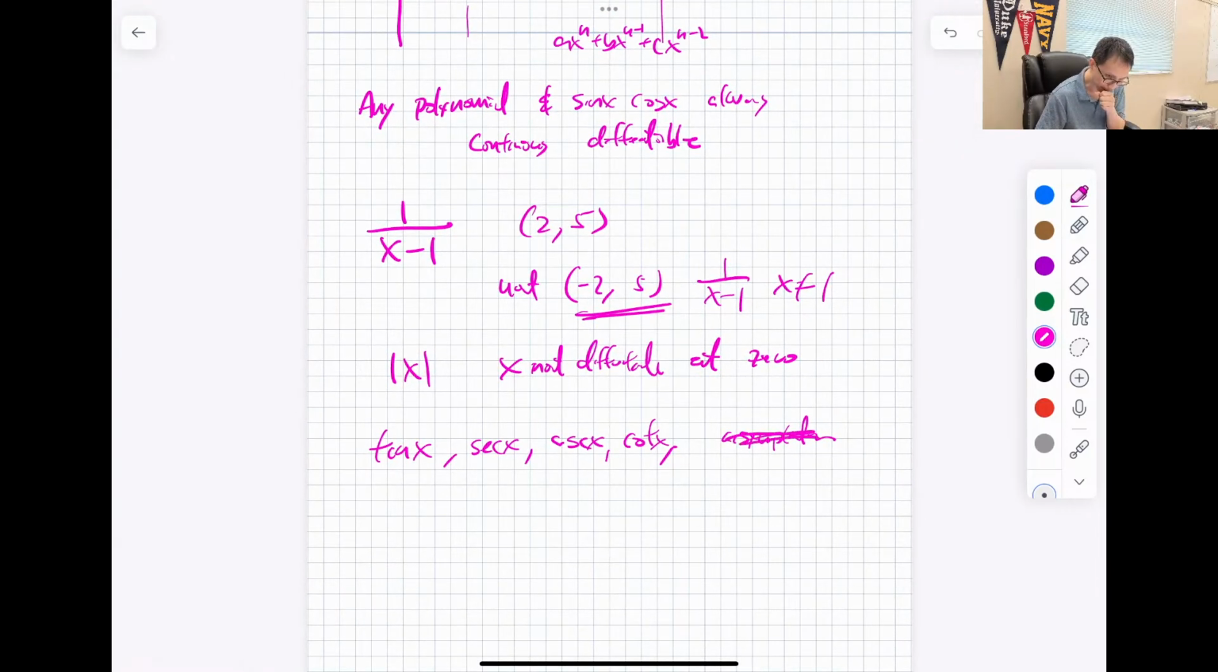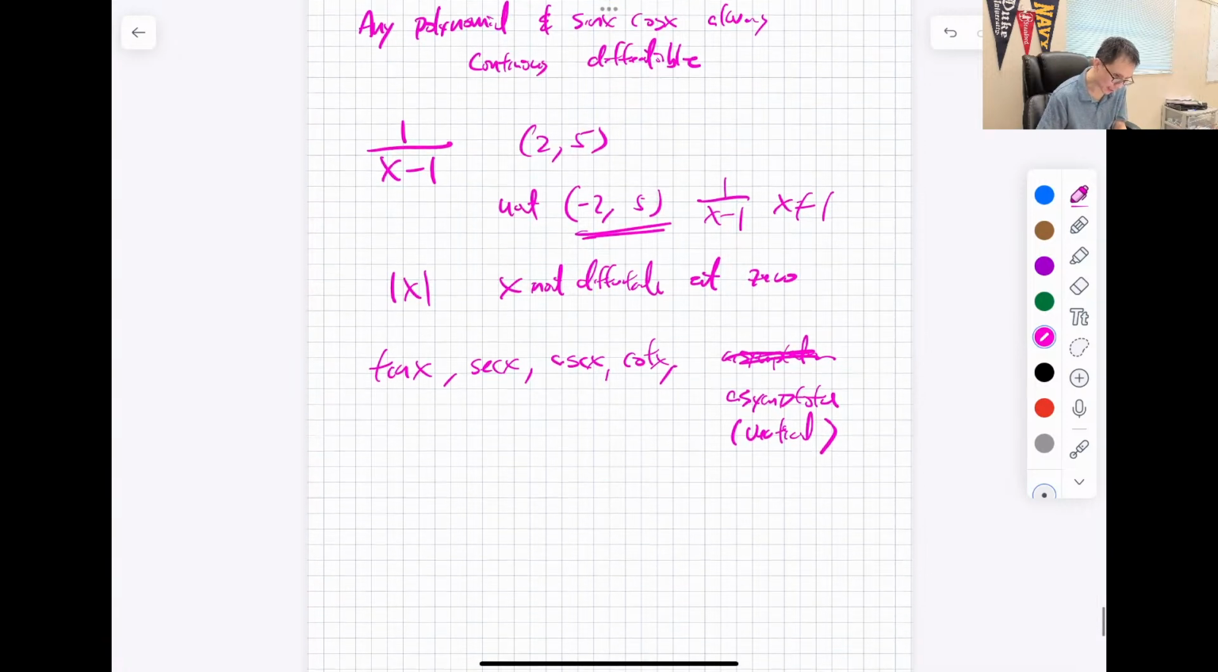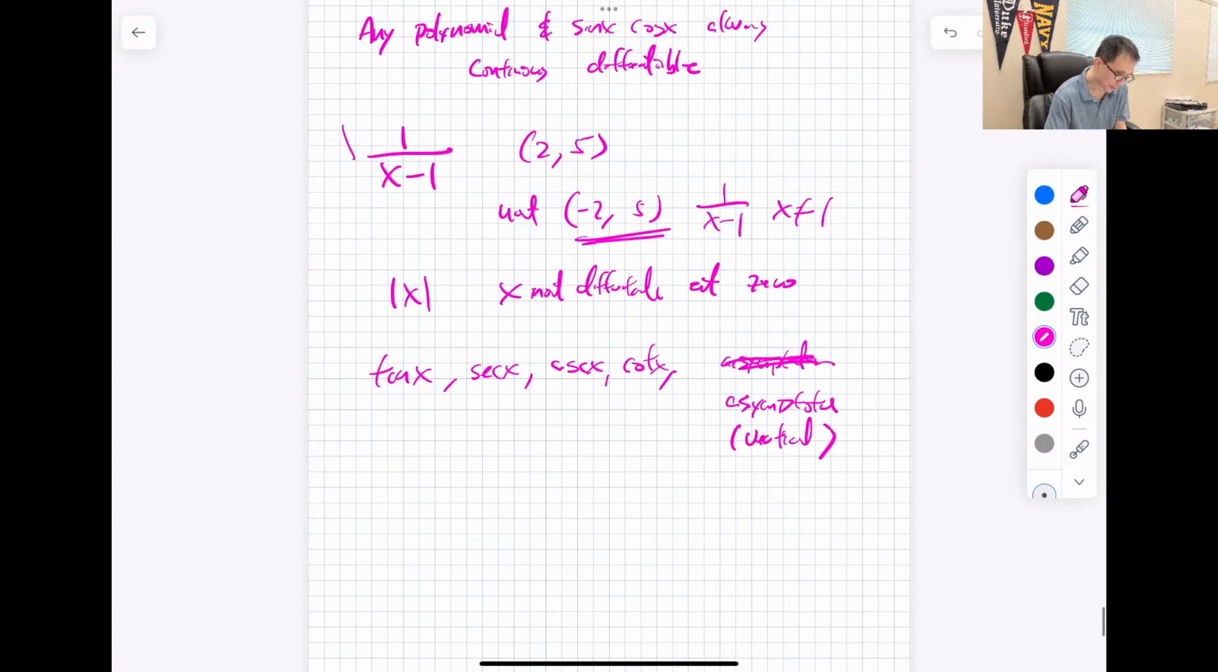Asymptotes, and especially vertical ones. Not horizontal. Horizontal is not an issue. Vertical is an issue. So if you have any of those functions, you have to be careful.